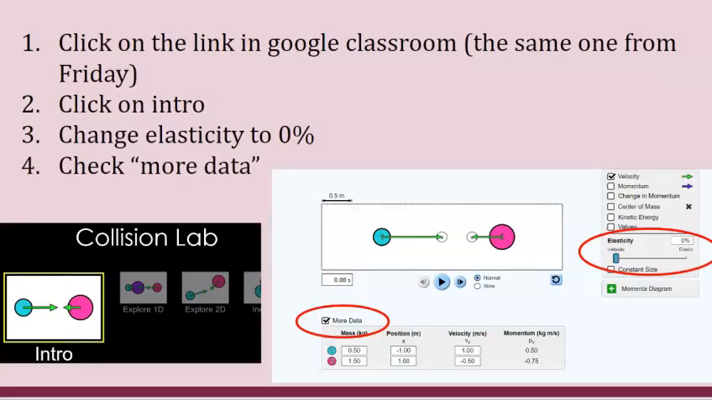So for today's activity, you need to click on the link in Google Classroom. It's the same one from Friday. Click on Intro right here. Change elasticity to 0, so just slide this all the way to inelastic. And check the box here that says More Data.